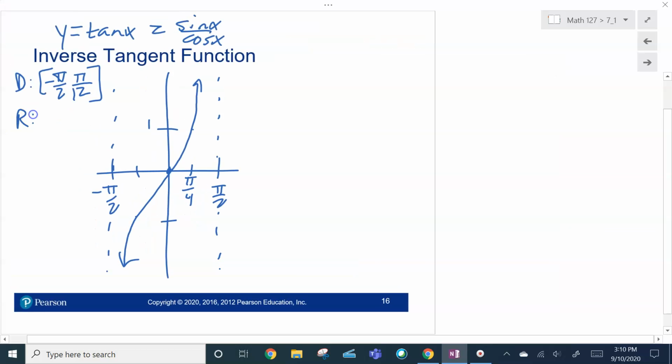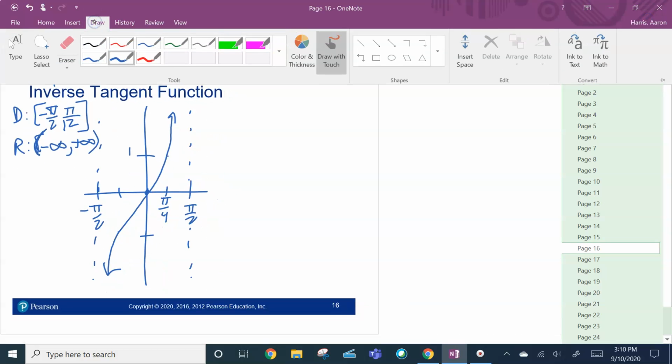Our range, oops, I'm sorry, that's parenthesis, negative infinity to infinity. Okay. So the inverse function would just flip these points around. So instead of a vertical asymptote at x equals negative pi halves and x equals pi halves, we'll have a horizontal asymptote.